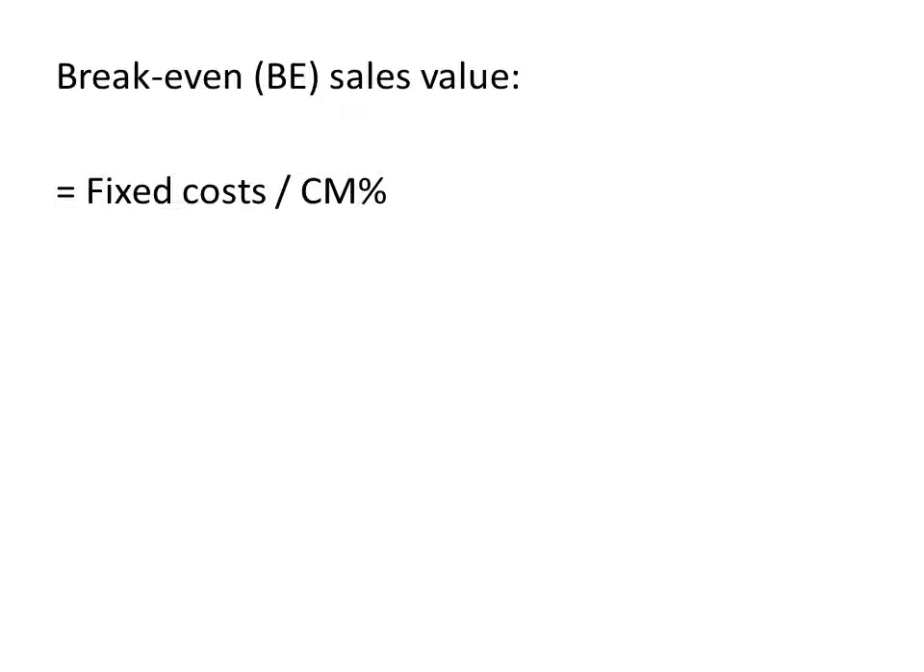Sometimes there's not enough information to calculate the contribution per unit. Or sometimes they might ask you to calculate the break-even sales value. So what Rand value of sales will cause you to break even? In that case, you'll have to calculate the contribution margin percentage. So that is contribution divided by sales value. And then you'll take fixed cost divided by contribution margin percentage. And that'll give you the sales break-even value.